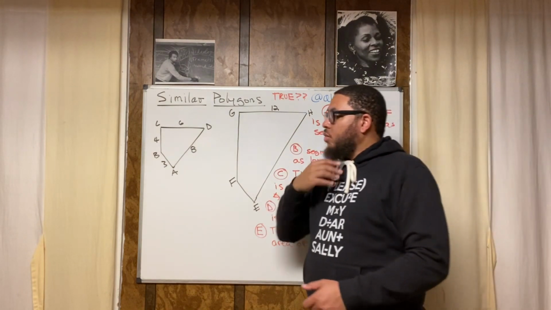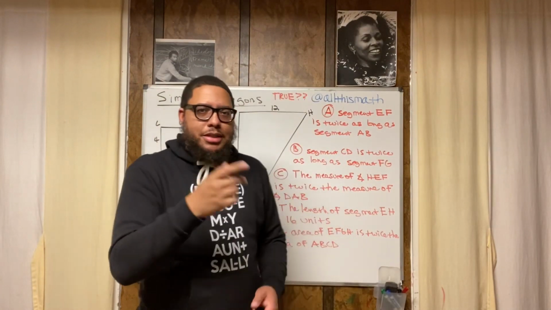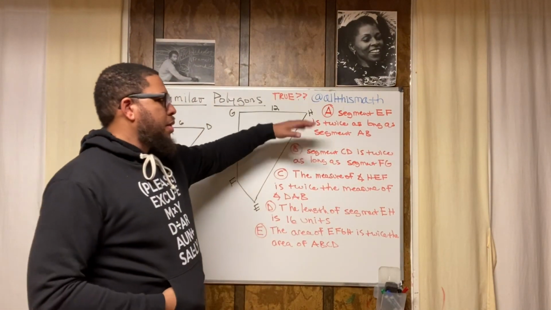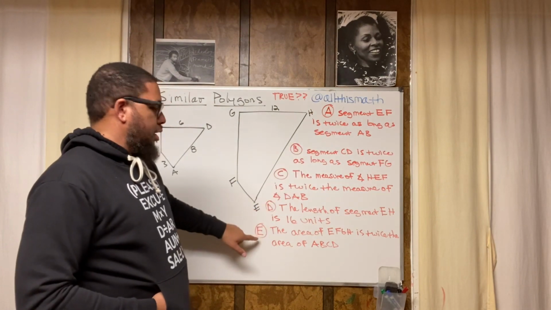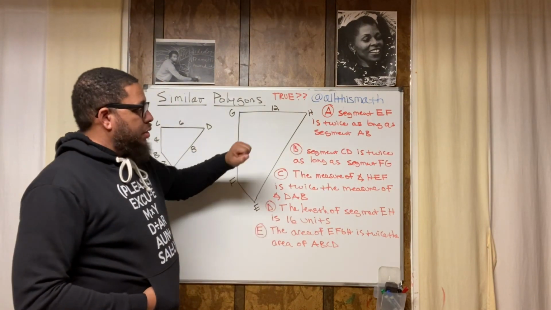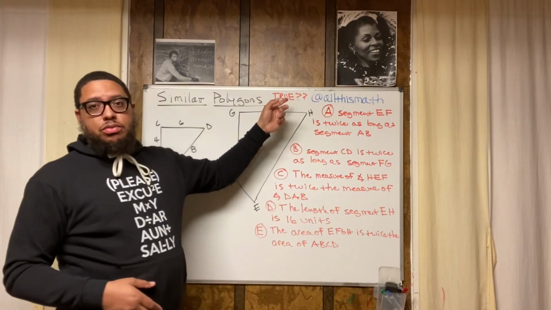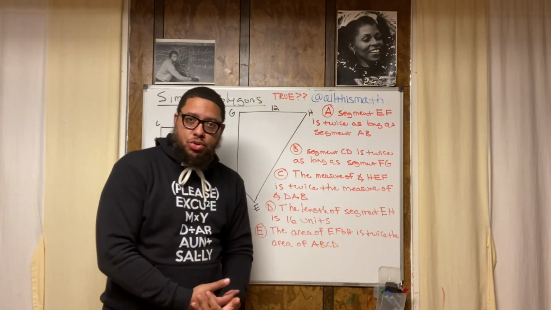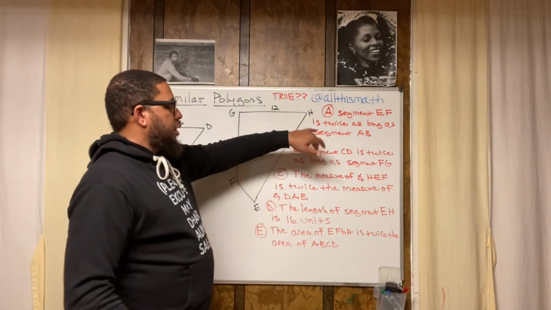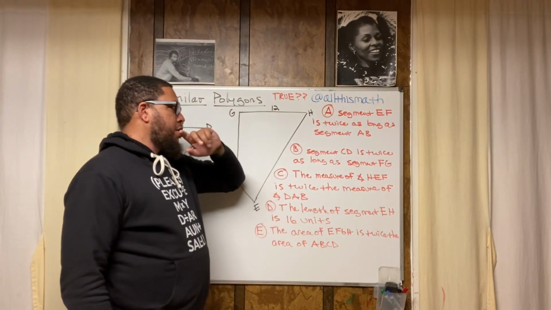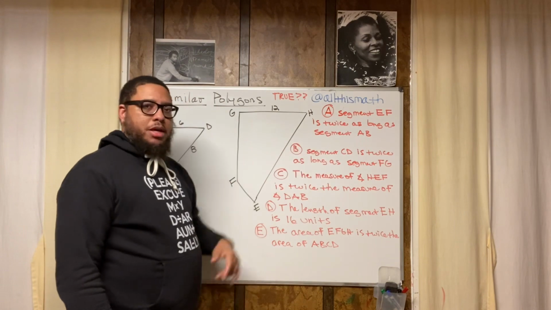All right. So what we're doing in this particular problem is this. We're given 5 statements, A, B, C, D, and E. Hopefully you can read that, right? And we're asked, are they true? Which ones are true? So we're going to label the ones that are true. We're going to label the ones that are false, all right? So let's read the first one. It says segment EF is twice as long as segment AB.